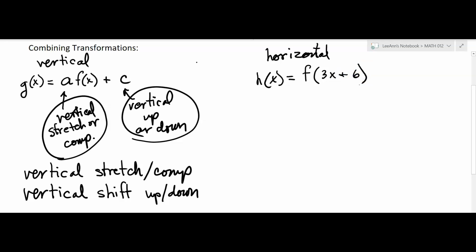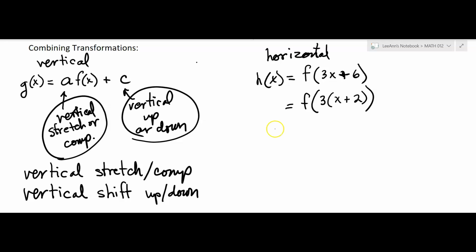Now you can see, all right, I'm going to have some kind of compression going on and some kind of horizontal shift. It will be easier, I think, to rewrite this as f of 3. You're going to factor out that coefficient on x, that compression piece, and then that's going to change this to x plus 2. Okay? If you do that, then you can follow the same order, only you're doing it horizontally.